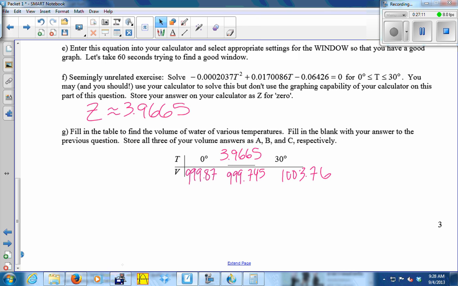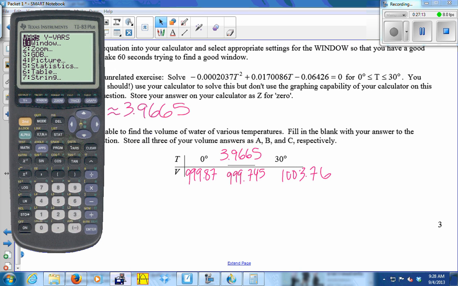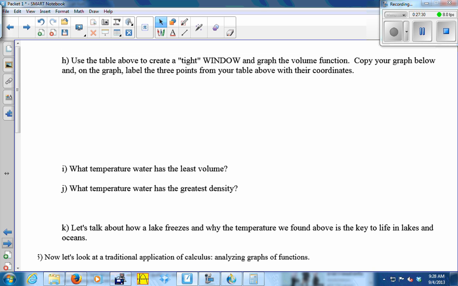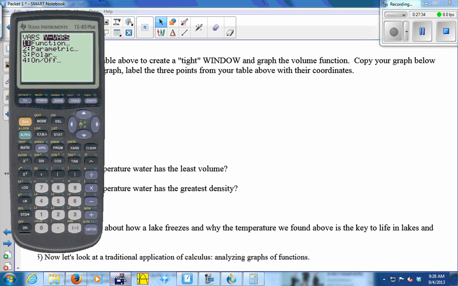Yep, so you hit vars, then you cursor over to yvars, then choose function, and when you choose function, it gives you a list of all your y. Okay, so let's see if we can pull all of this together here. We want to use this table to create a tight window of the graph of the volume function.